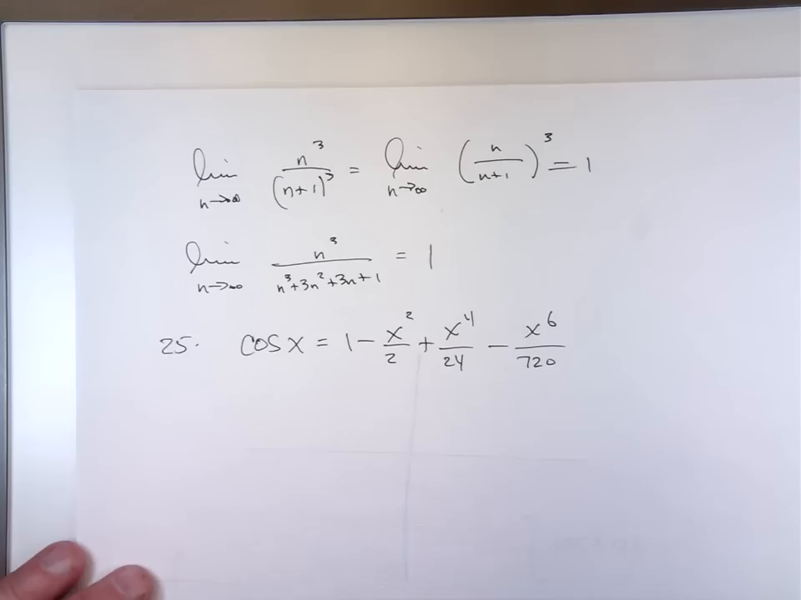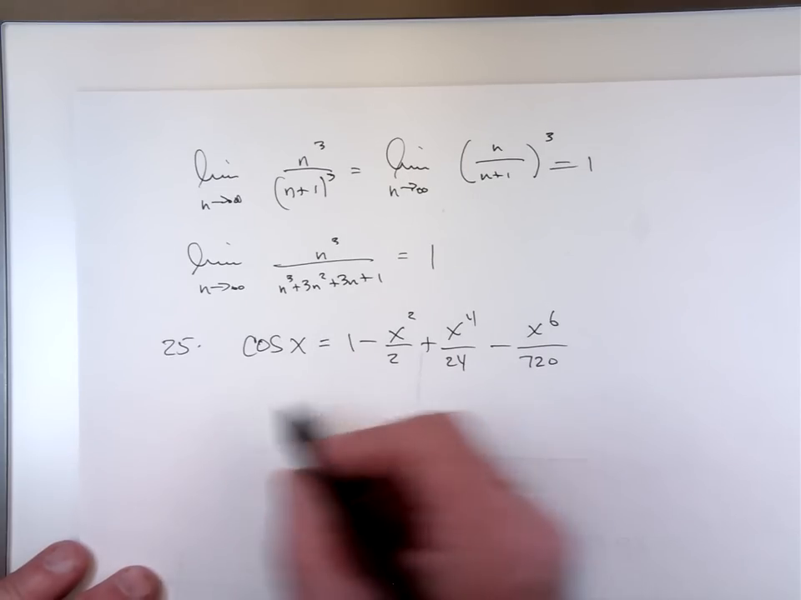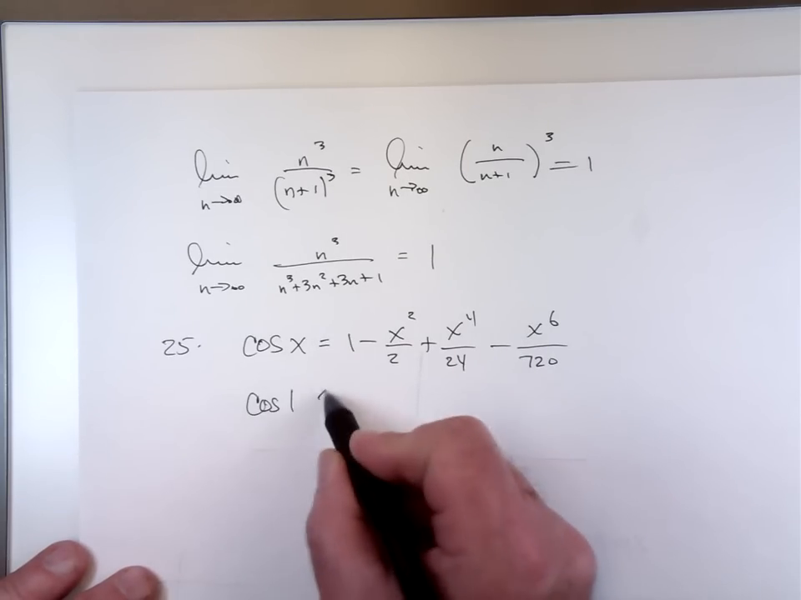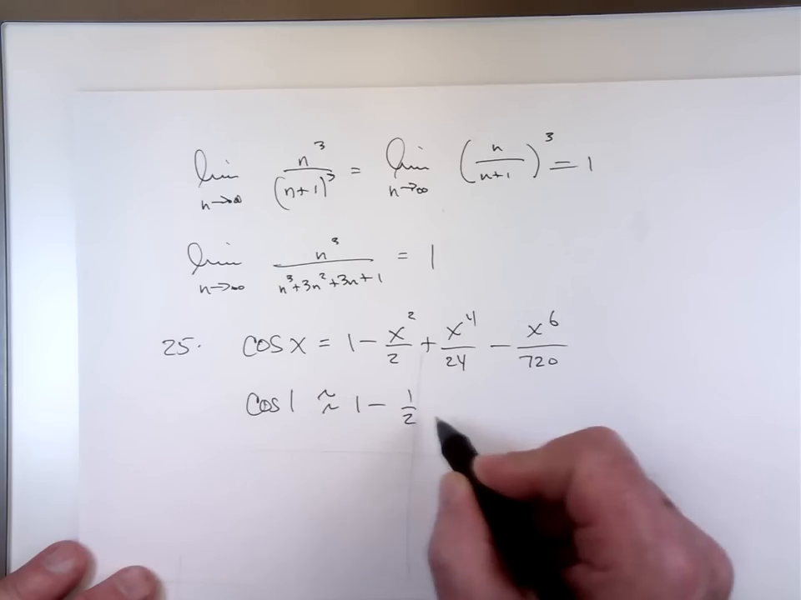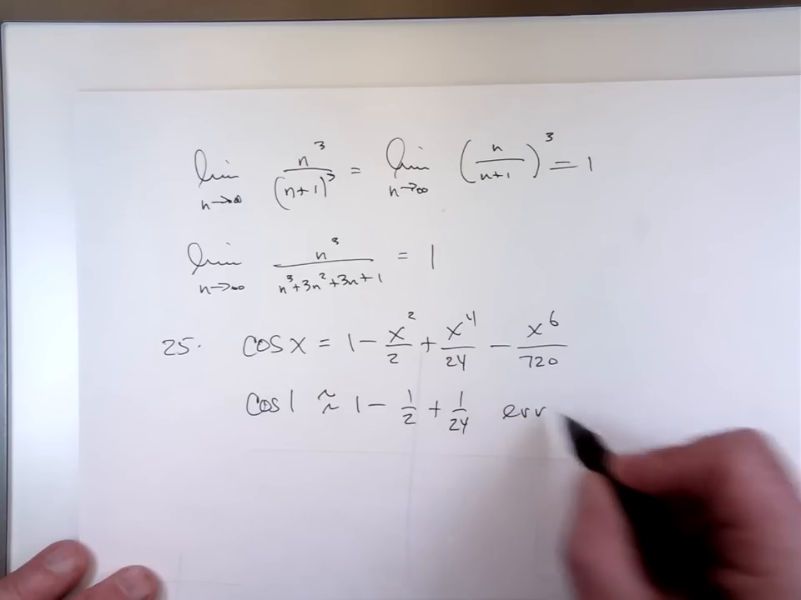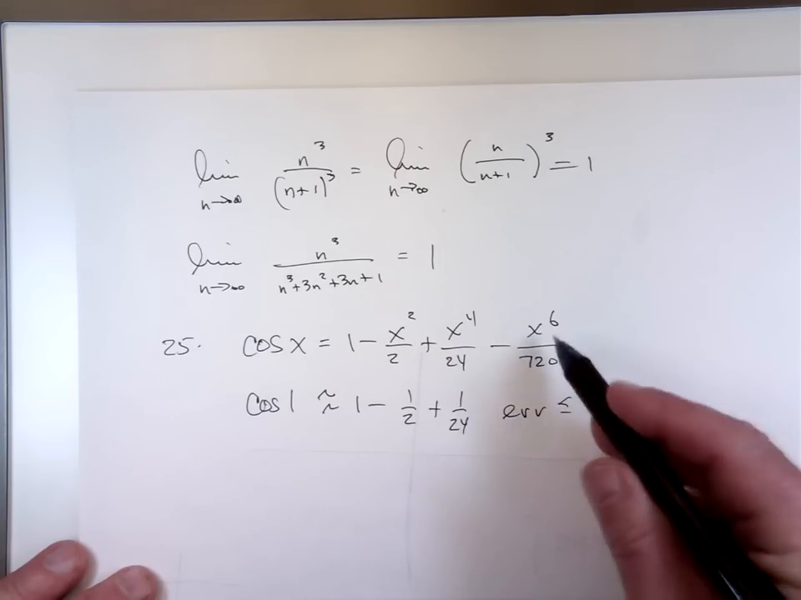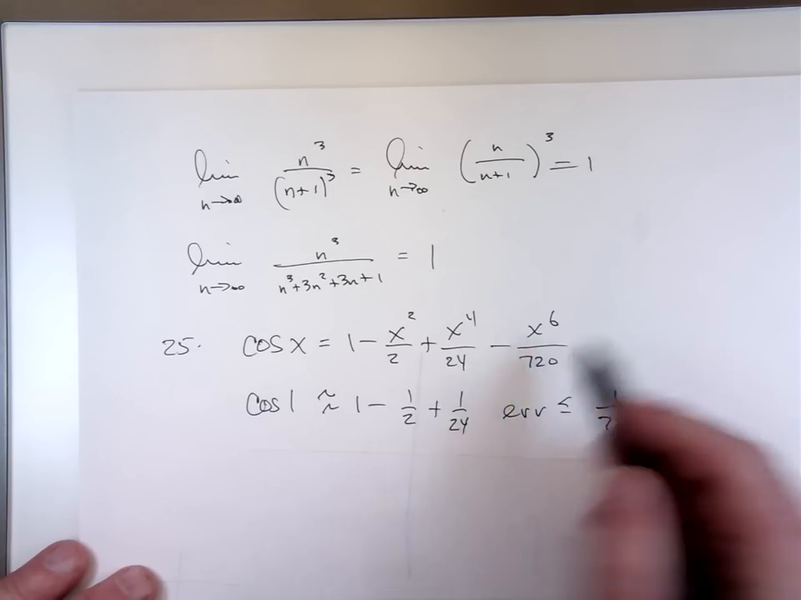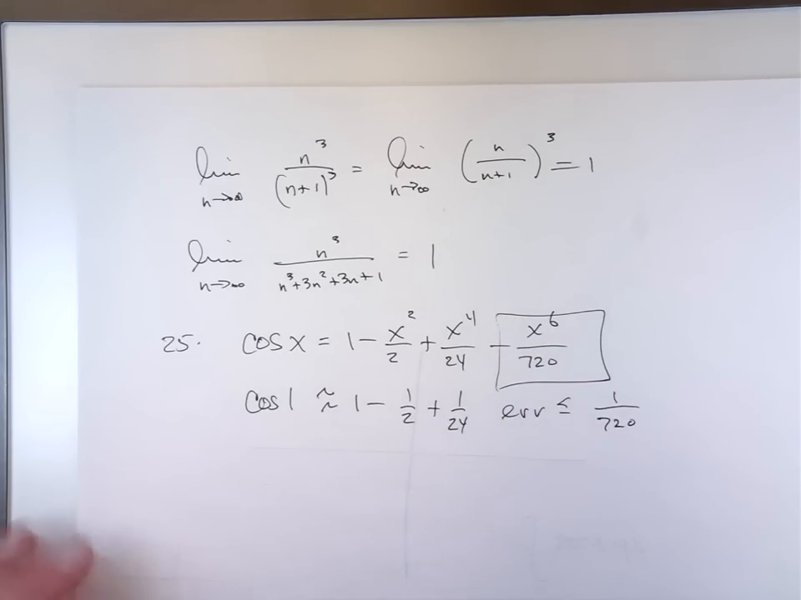So the cosine of 1 is 1 minus 1/2 plus 1/24. But we didn't even care about that. What we cared about is what kind of error you get, and it's going to be 1 over 720, because that's the next non-zero term. That's the error.